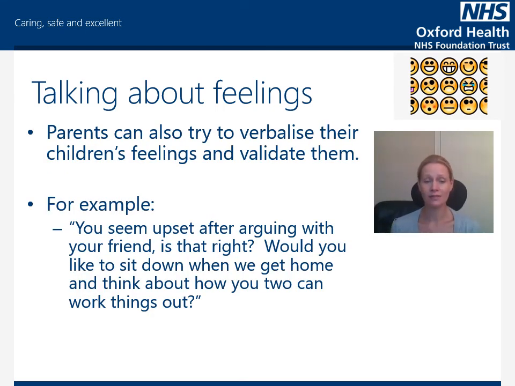So another way parents can help children with feelings is by trying to verbalise their children's feelings and validating them. So for example, saying something like, you seem upset after arguing with your friend, is that right? Would you like to sit down when we get home and think about how you two can work things out? So in this example, the parent is showing that they can see their child is upset and checking in with their child about whether they've got that right or not and whether they've identified the right emotion. They're showing that it's okay to feel that way, and then they're moving on to thinking about whether any problem solving can be done.